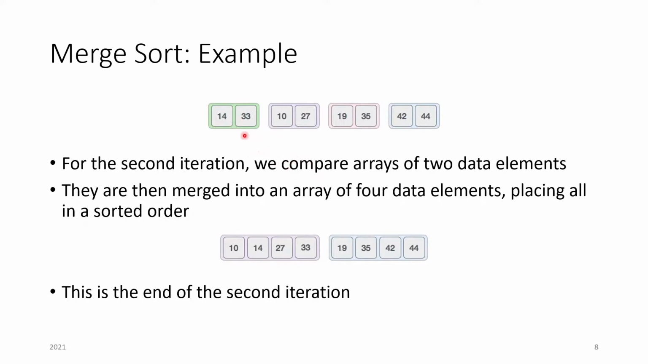Once these elements are compared and sorted again, this will be the end of the second iteration, where each grouping of 4 elements is sorted from the lowest value to the greatest value. So you'll see here, this 10 will be the least value, then the next following values will be 14, 27, and 33. Similarly, 19 will go here, then 35, 42, and 44.